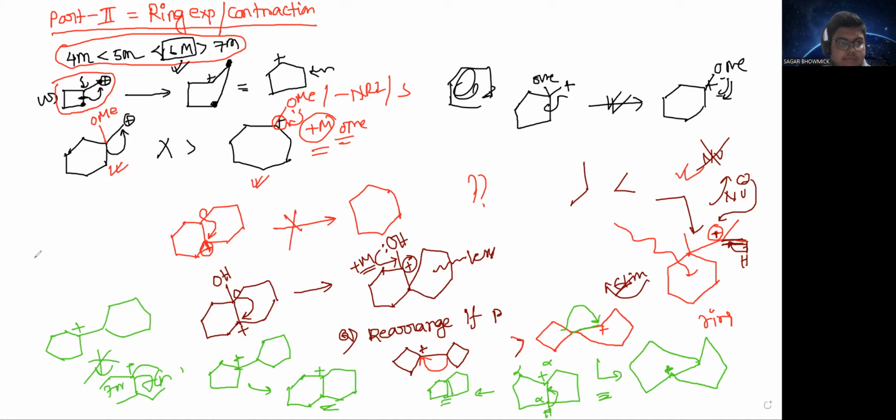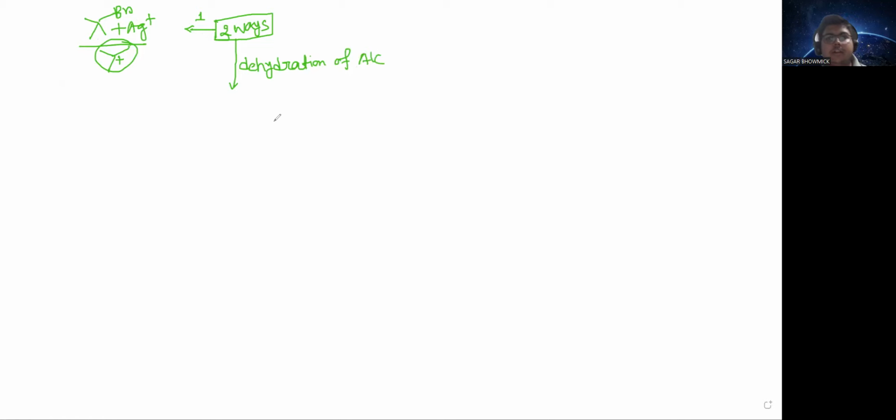There are two ways, mainly, from where carbocation can be generated. First way: I have already shown over here an alkyl halide and an Ag plus cation, like silver nitrate. This will give AgBr precipitate and thus the carbocation will form. So that is the first way of making carbocation. The second way is dehydration of alcohol, from alcohols like this, with OH.